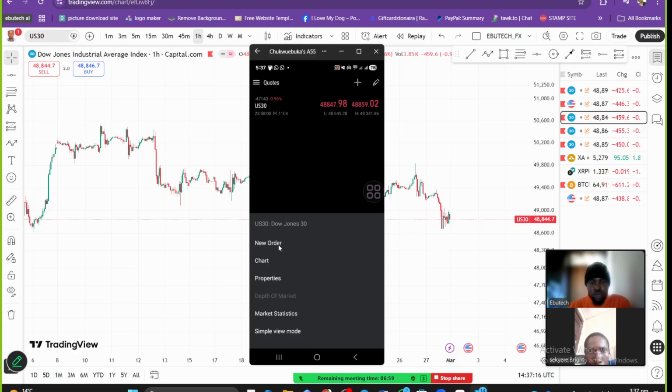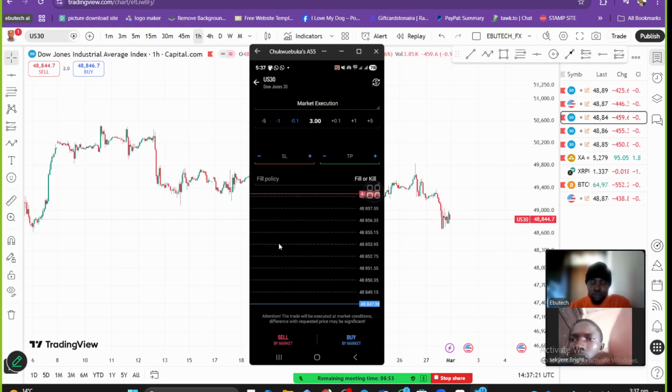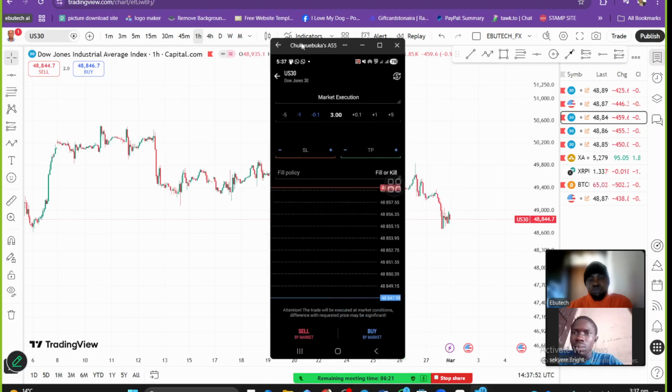But now I'm going to use new order to explain it. Once you click on new order, you will see market execution. Once you see market execution, it shows that you want to execute the market. What does this mean? You want to execute the market instantly. If you are buying, you want to buy immediately. If you are selling, you want to sell immediately. Do you understand? That's what market execution means.